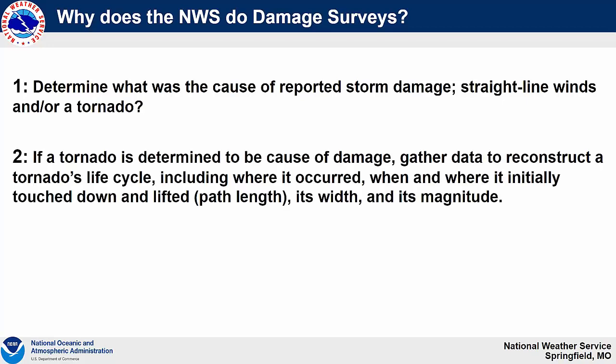Second, if a tornado is determined to be the cause of damage, we then gather the data to reconstruct a tornado's life cycle, including where and when it initially touched down and lifted, which includes the path length, its width, and the magnitude. We'll discuss the magnitude of tornadoes coming up on later slides, which is the Enhanced Fujita scale. Lastly, we use tornado surveys and damage surveys for research and verification purposes in the NWS.